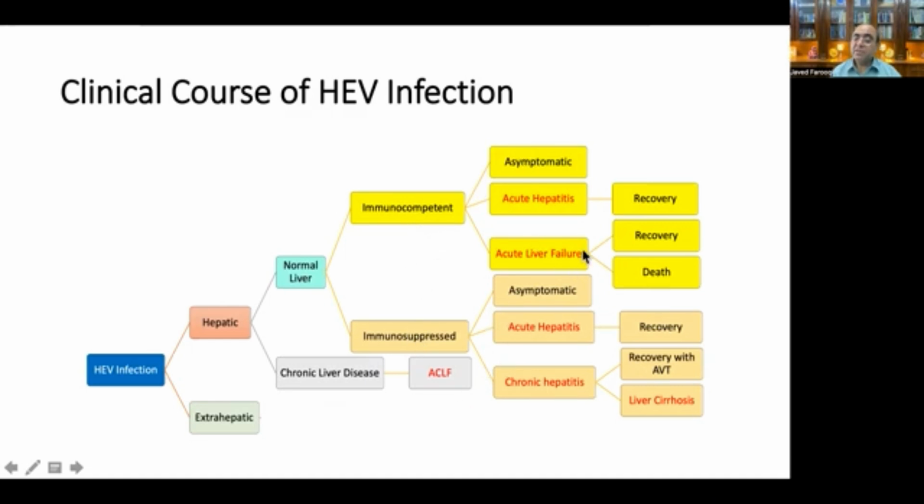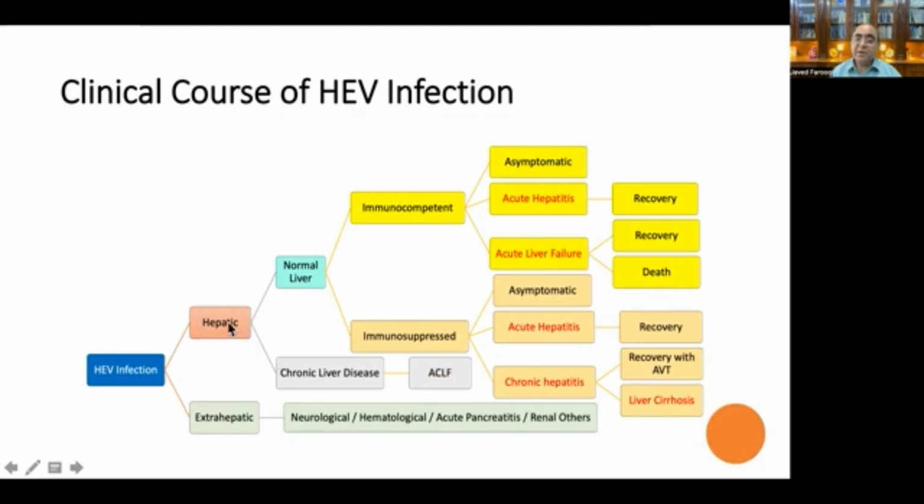Coming to the extrahepatic manifestations, these patients may have hepatic symptoms along with extrahepatic symptoms. They may have only extrahepatic symptoms. What are those extrahepatic symptoms? Of course, it may be neurological symptoms, hematological symptoms, acute pancreatitis even, renal failure and others.